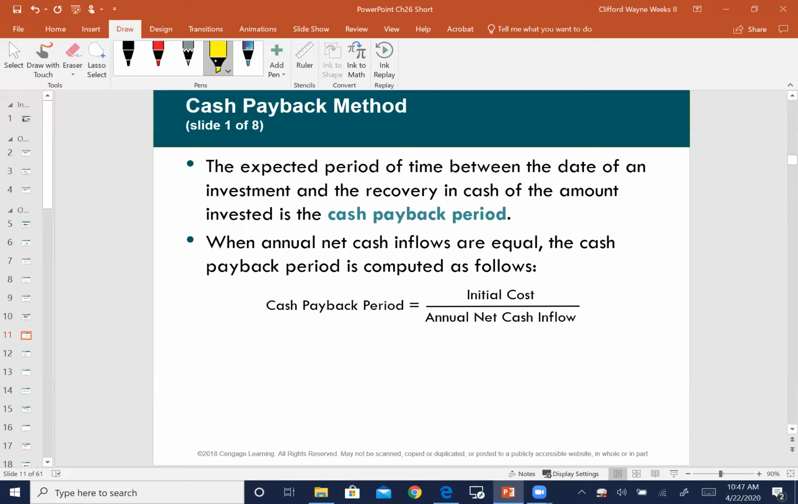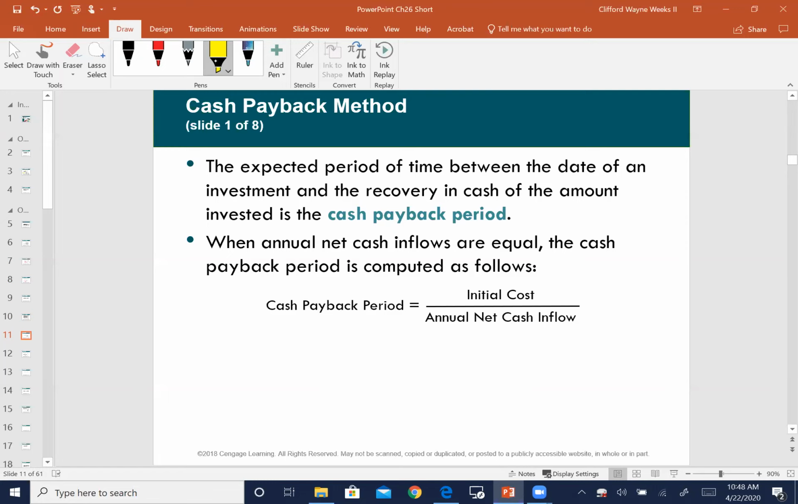The next method switches things up. The next method is called the cash payback period. I don't know if you've ever heard anybody say, hey, how long does that take to pay for itself? That's really what we're looking at here. The expected period of time between the date of an investment and the recovery in cash is called the cash payback period. And so there's two different types.